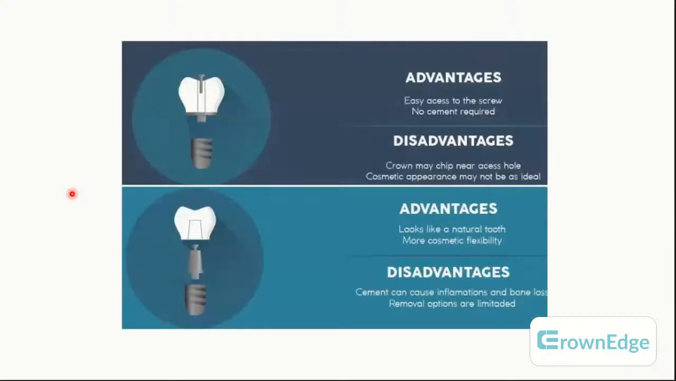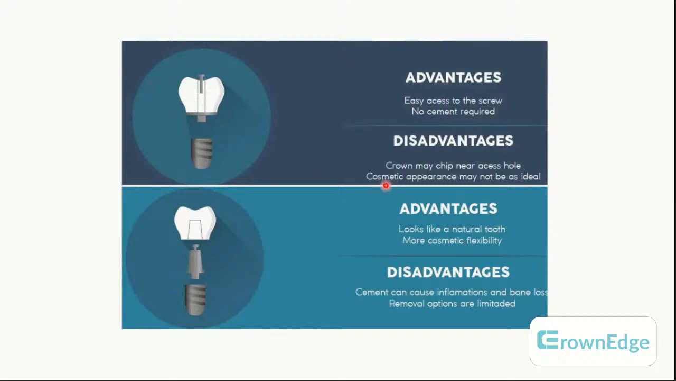Before I answer this, this is what we refer to as a screw retain technique, in which the abutment is attached to your crown. The abutment is that component of the implant which joins your implant to your prosthesis, that is your crown. In your screw retain, it's already fused to the crown, and you just have to put the screw inside and screw it to the implant. The advantage of screw retain is that no cement is required and there is easy access to the screw. The disadvantage is, first, the cosmetic appearance.